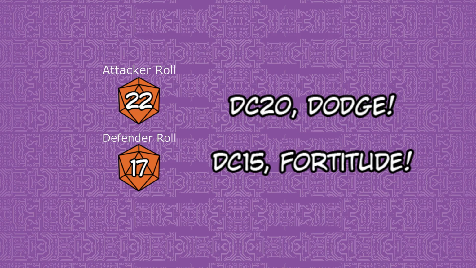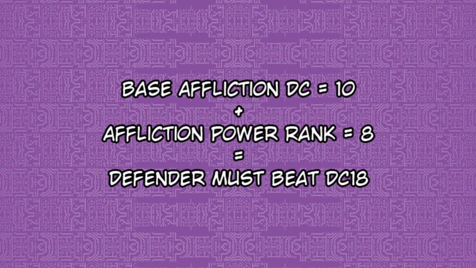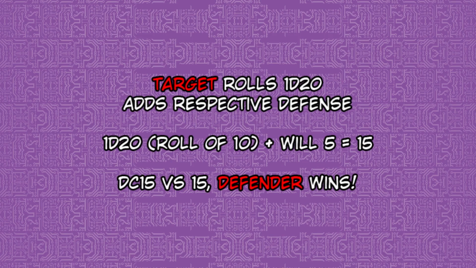If your affliction attack successfully hits, the opposing target must roll their respective defense against your power's DC. Each rank of affliction directly adds to the base DC of 10. So if you have a rank 5 mind-controlling will affliction, the DC is the base 10, plus the rank of 5, for a total DC of 15. The target must roll 1d20 and add their will modifier, since this is a mental effect.